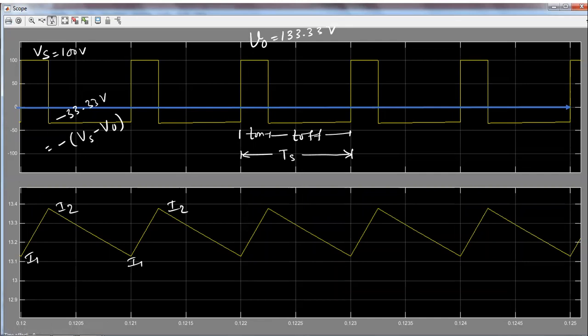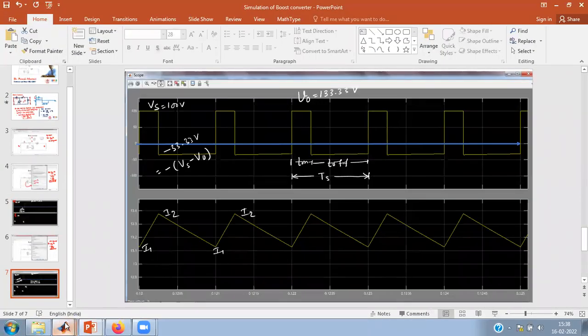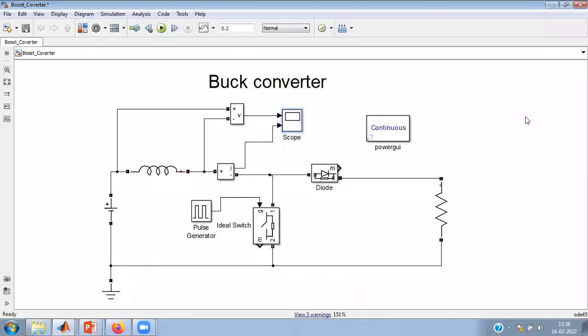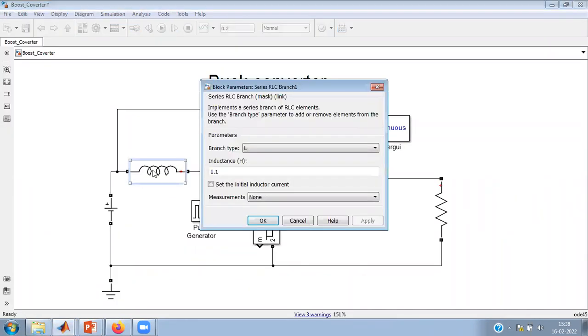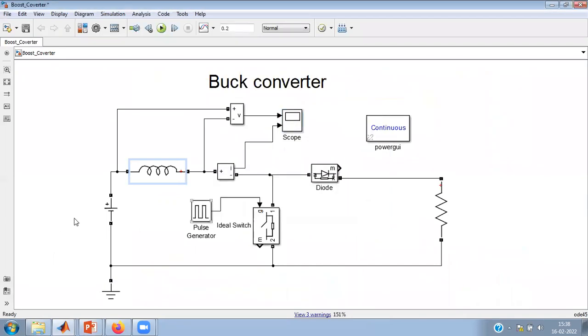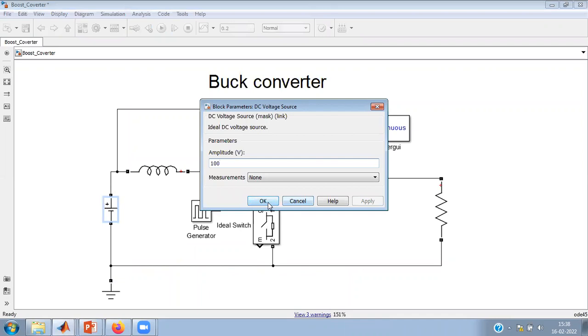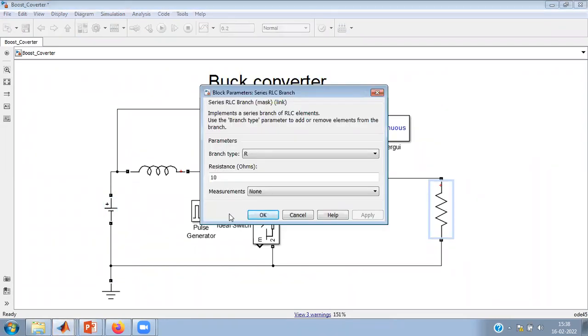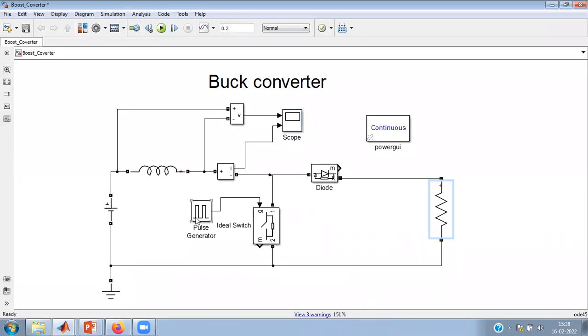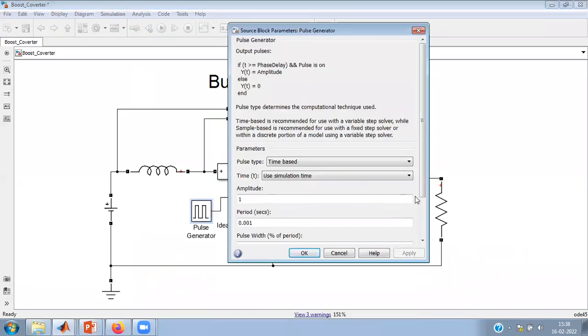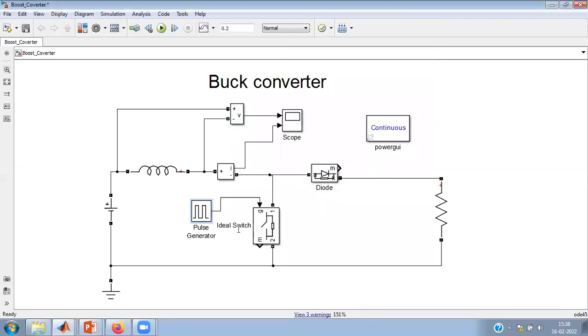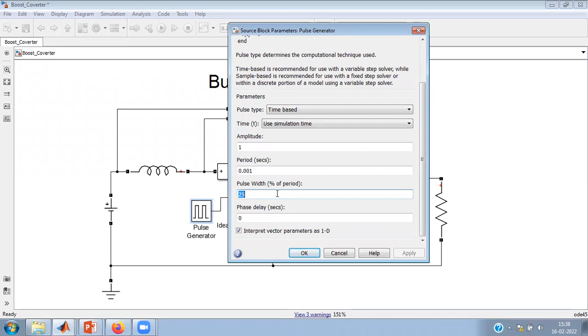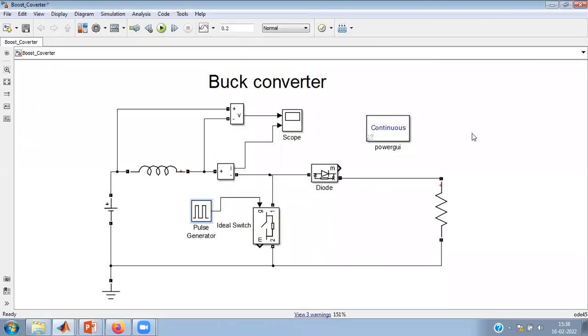Now let's see the actual simulation. So this is the boost converter circuit. You can see this is the inductor with the value 0.1 Henry I have taken over here. DC voltage is 100 volt. This is the load with 10 ohm resistor. This is diode and a pulse generator. And let us say for first case, let's give the duty ratio to be 50% or 0.5. So the expected output is 200 volt, and the voltage across inductor is what we have already shown in the graph. So we are all good to go.